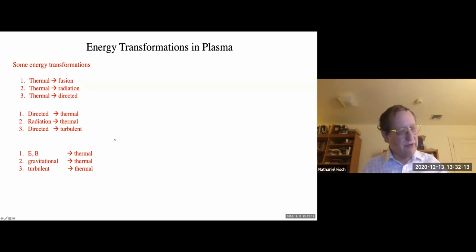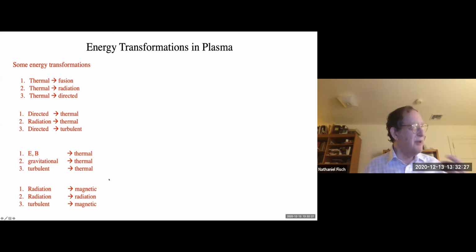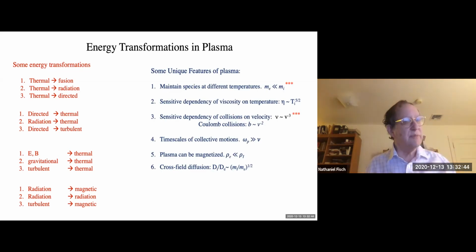And then there's, of course, electric and magnetic energy, which can also be dissipated into thermal energy. Gravitational potential energy can be dissipated into thermal energy, and turbulent energy can also be dissipated into thermal energy. And as you can imagine, there are other ways of doing things: radiation to magnetic, radiation to other kinds of radiation, turbulent to magnetic. These are all different energy transformations. I'd like to pay a little attention to some unique features of plasma that make these transformations sometimes very curious and very interesting.